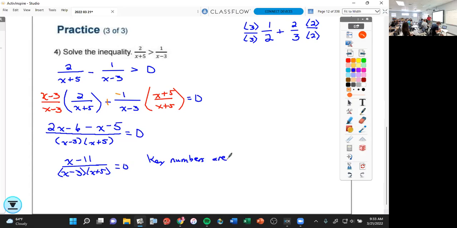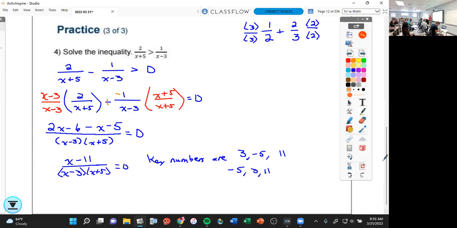Okay, 3, negative 5, and if I put those in order, what makes it 0? 11 minus 11 is 0. Is there a specific way that we'll have to list the key numbers, like numerators, key numbers, or denominators? No, because the key numbers are going to break up that infinite number line to give us our test regions.